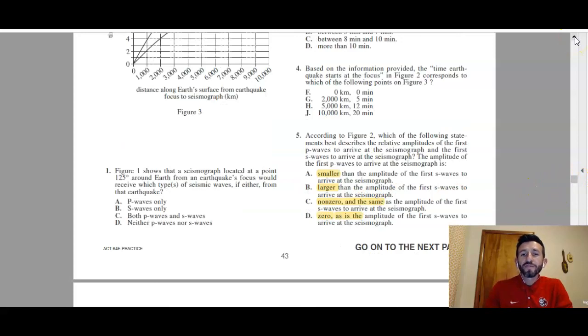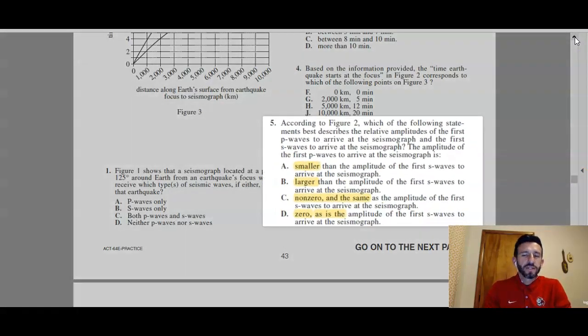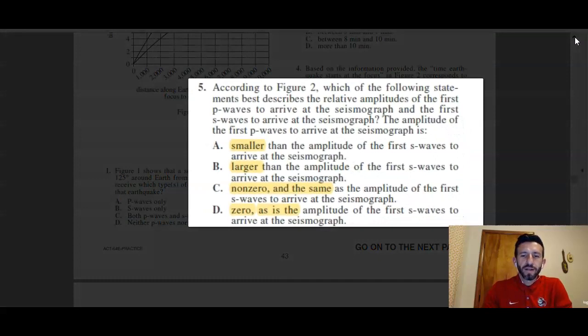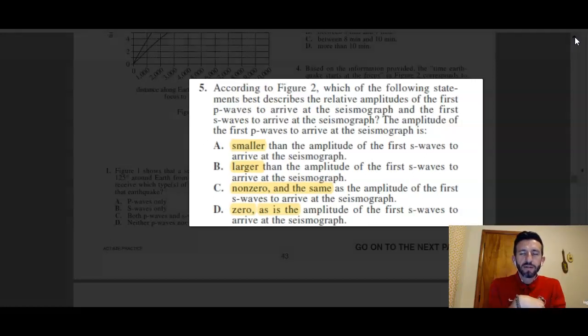Now, to the final question for this passage. I'm going to take a little bit longer with this one, okay? According to figure 2, which of the following statements best describes the relative amplitudes of the first P waves to arrive at the seismograph and the first S waves to arrive at the seismographs? So let's finish reading this question first. The amplitude of the first P waves to arrive at the seismograph is, then it gives me 4, it completes the sentence. There's 4 options that complete the sentence.